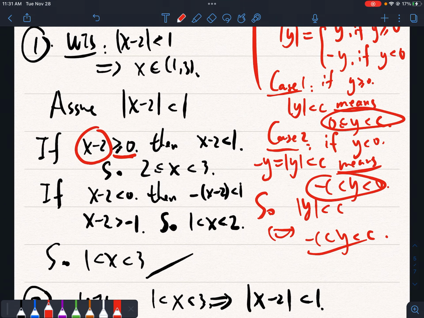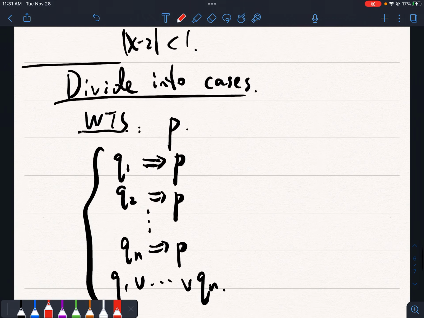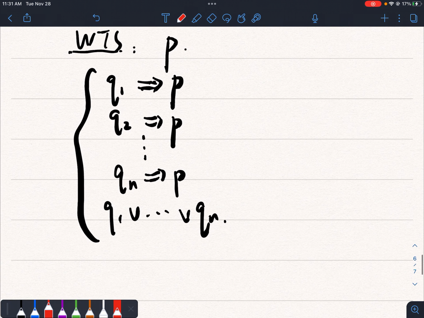But in general, as I said, we can divide it into n cases, whatever n is. But we want this n to be as small as possible. We want to divide into as few cases as possible. The best case would just be n equals 1. Okay, so in that case, it means we just prove P directly. But sometimes we cannot prove directly, so then we have to separate it into two cases or three cases.